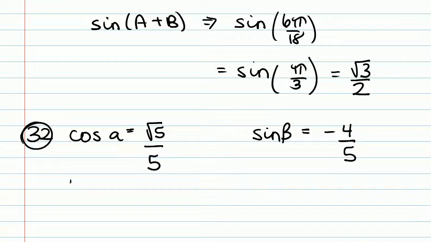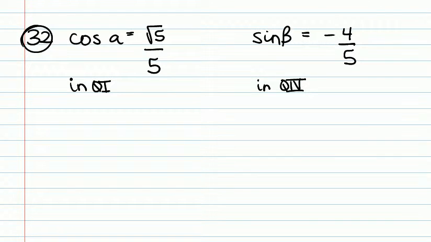And the sine angle, angle B, is in the fourth quadrant. So, in order to find the sine of A plus B, we need to know the sine and the cosine of both A and B. We're going to make triangles. We like triangles. So in quadrant 1, this is going to be angle A.